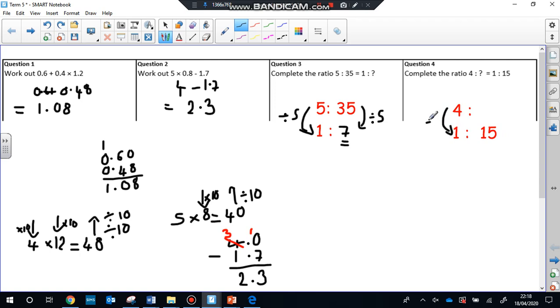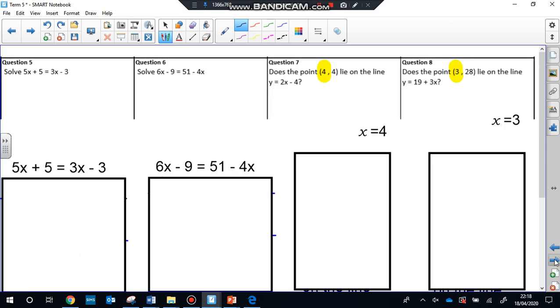I divided by 4. So we don't know this number. We know when we divided by 4, the answer was 15. So to go back, I've got to do the opposite. I've got to multiply by 4, and 15 times 4 is 60. So 4 to 60 would cancel to 1 to 15. Okay, that's the first 4 questions.